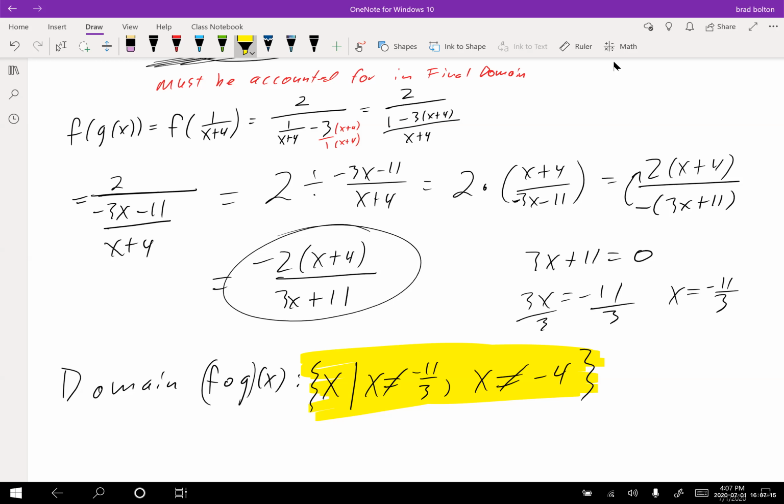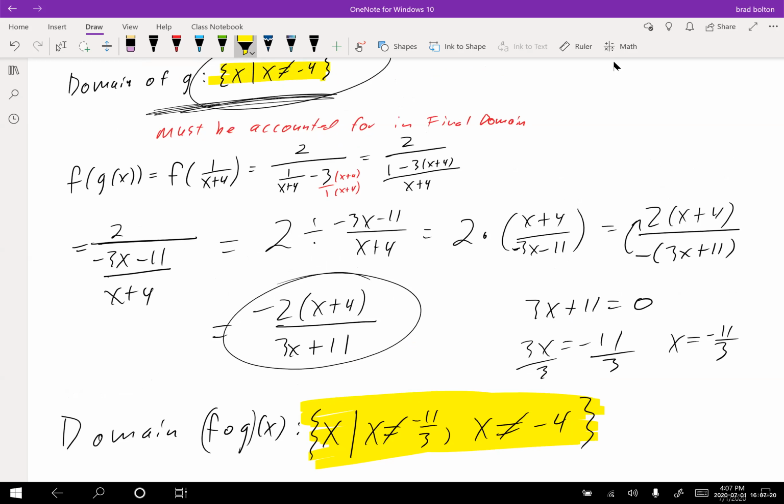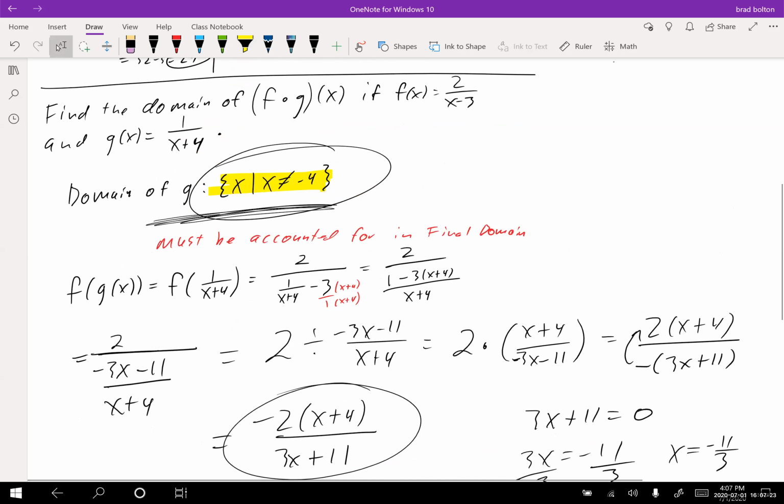You know, I'm not going to ask you to do that like 20 times, but it is important that you understand you must account for this domain, because think about it. You're always going to be plugging g of x into f. So whatever number you plug into g cannot be -4, otherwise it's undefined. But then you also have to remember that once you do all this, you can never have x equal negative 11/3, because if it does, in the new composite function, that number will make it undefined.